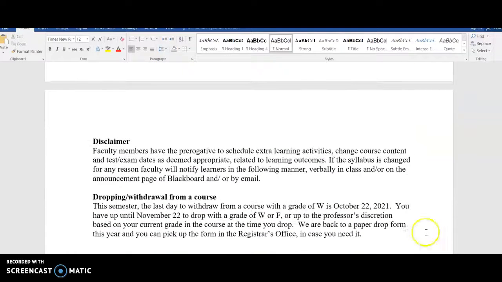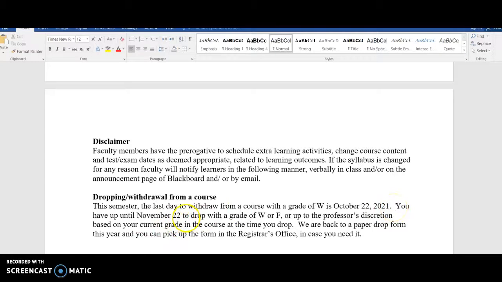Also, one other thing that is important to note this year, we are back to an actual day when you can withdraw from a course with a grade of W. That date is October 22nd. I know in the past 18 months, it was kind of the last day of the semester. So it did change back this semester. I wanted to make sure to make you aware of that.